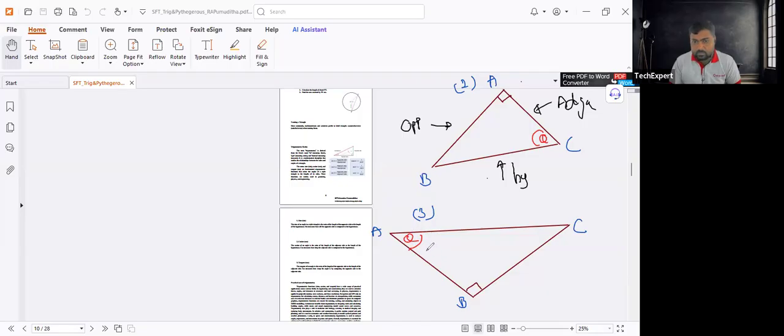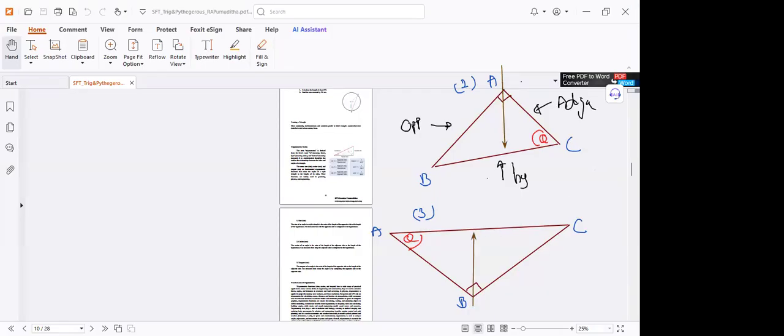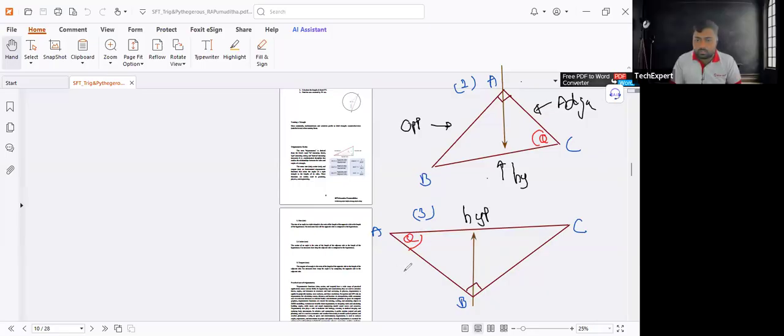Third one. You have to observe through the 90-degree angle. Then you can see the hypotenuse. Here the 90-degree angle is in here. Then AC is the hypotenuse. Understood? This is the hypotenuse.